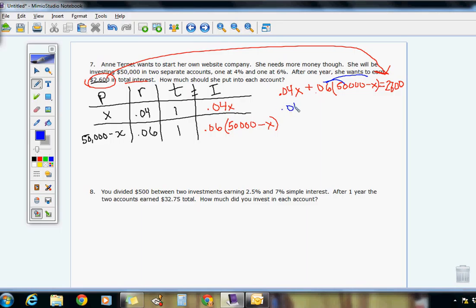So we have 0.04x still, and then when we distribute this first one, we get 3,000. So plus 3,000, let me back it up here. I didn't want that. So plus 3,000 and then minus 0.06x. And this is still going to equal $2,600.